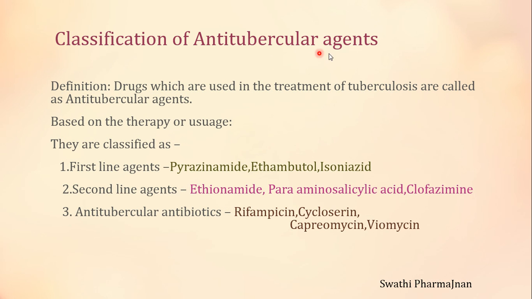Next, classification of anti-tubercular agents. How can we define anti-tubercular agents? These are the drugs which are used in the treatment of tuberculosis. Based on therapy or usage, they are classified as first line agents, second line agents, and anti-tubercular antibiotics. Under first line agents, pyrazinamide, ethambutol, isoniazid are the examples. Under second line agents, ethionamide, para-aminosalicylic acid and clofazimine are the examples. Under anti-tubercular antibiotics, rifampicin, cycloserine, capreomycin and viomycin are the examples.